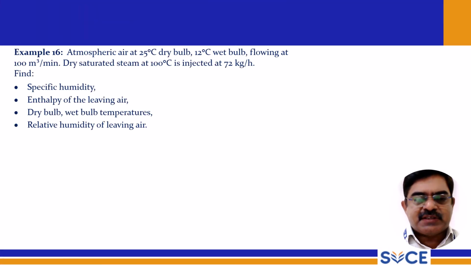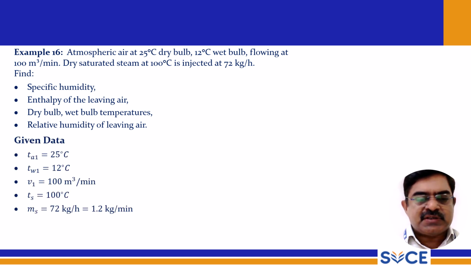So we will see a few examples. Atmospheric air at 25 degrees Celsius dry bulb and 12 degrees Celsius wet bulb is flowing at 100 meter cube per minute. Dry saturated steam at 100 degrees Celsius is injected at 72 kg per hour. Find the specific humidity, enthalpy of the leaving air, dry bulb and wet bulb temperatures, and relative humidity of the leaving air. So we have to find all these parameters at the leaving air only.